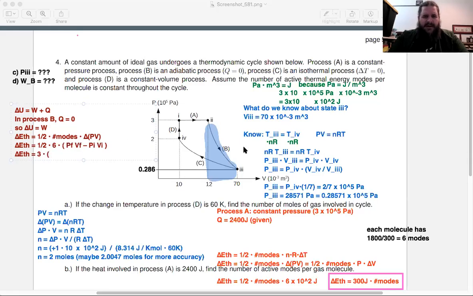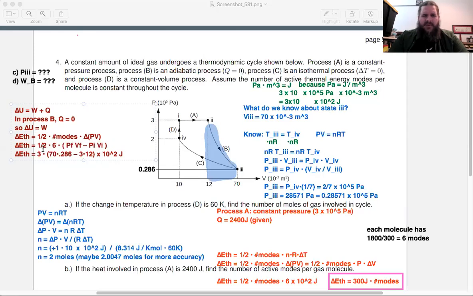P final, V final, that would be at 0.3, so 70 times 0.286, minus P initial, V initial, that would be 3 times 12. And of course, that whole thing also needs a times 10 to the second joules because we're multiplying 10 to the 5th pascals times 10 to the -3 cubic meters. So I think that should be our calculation.